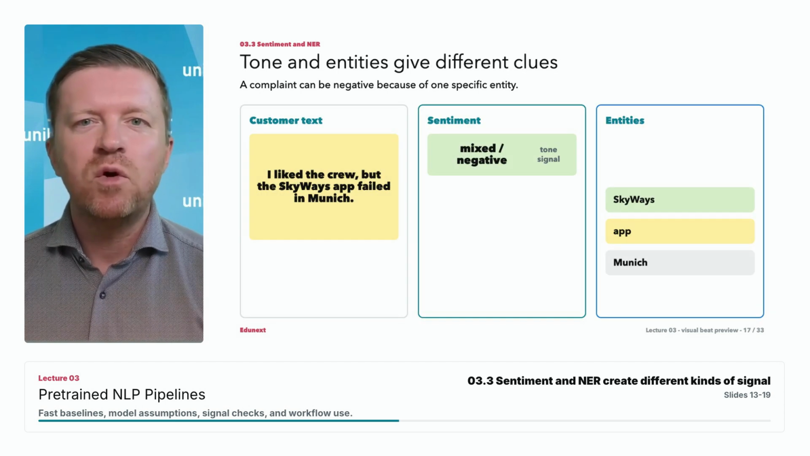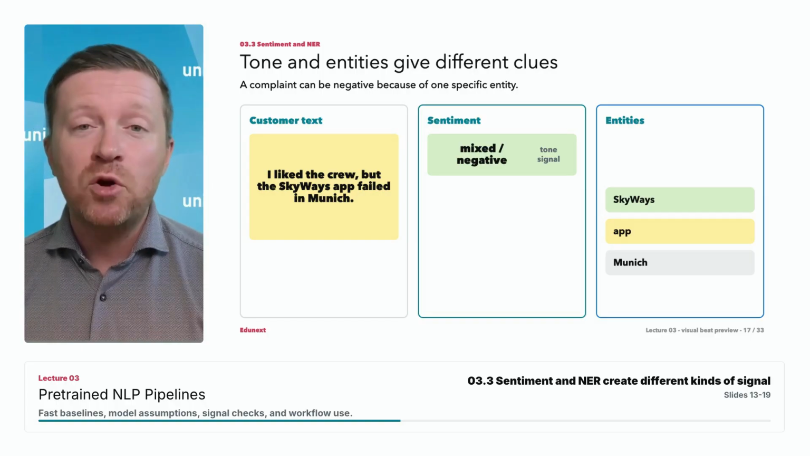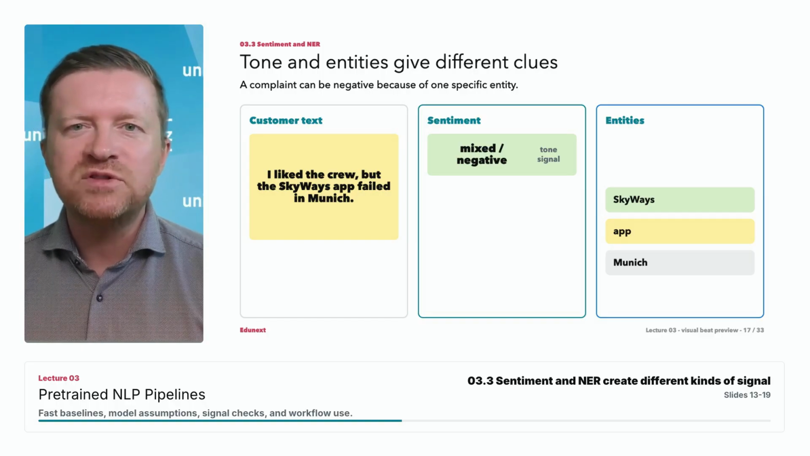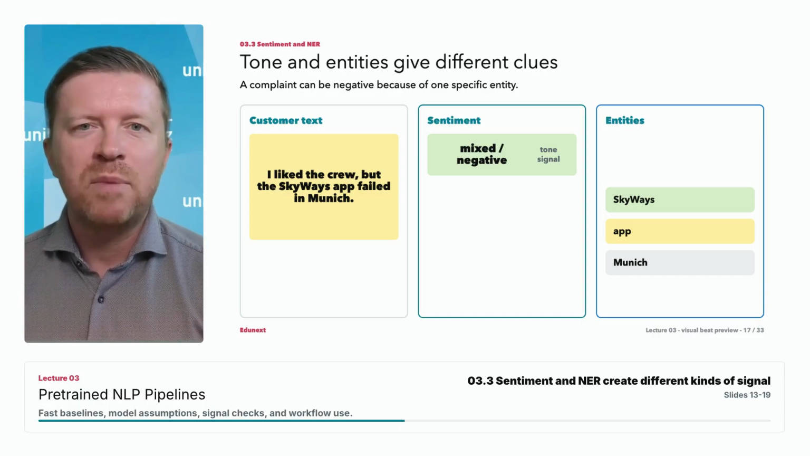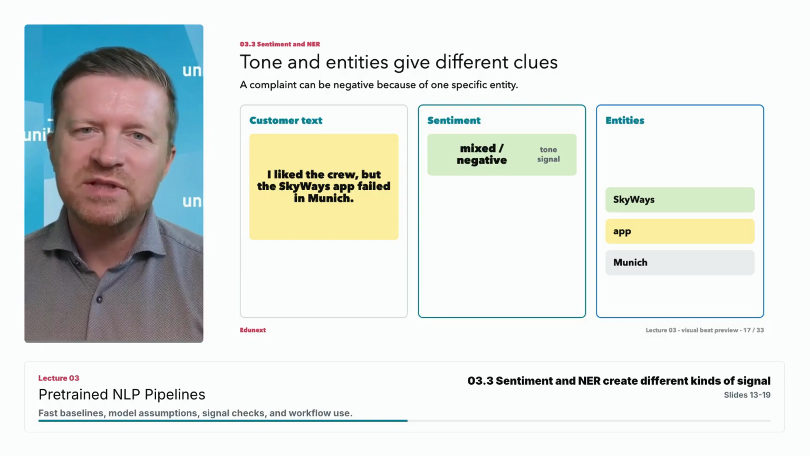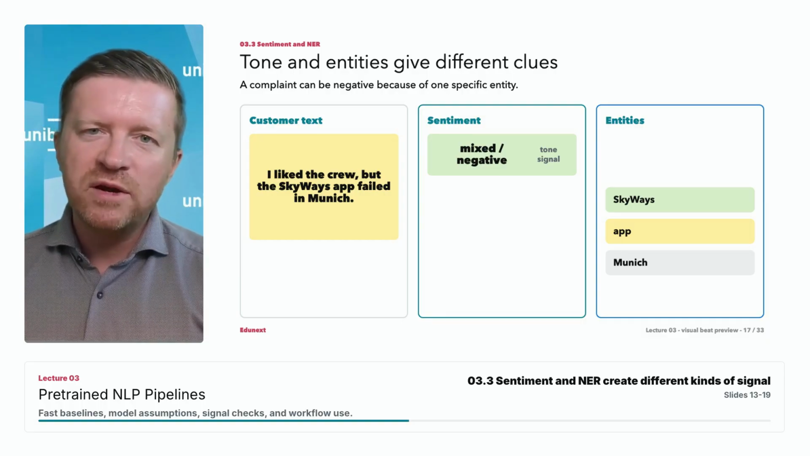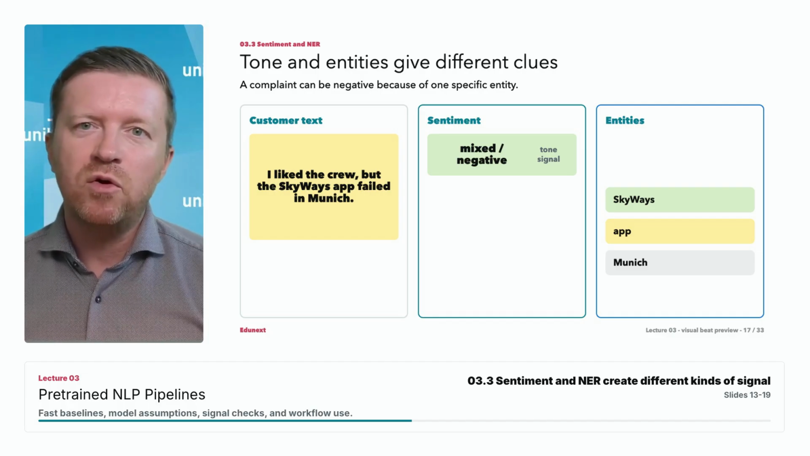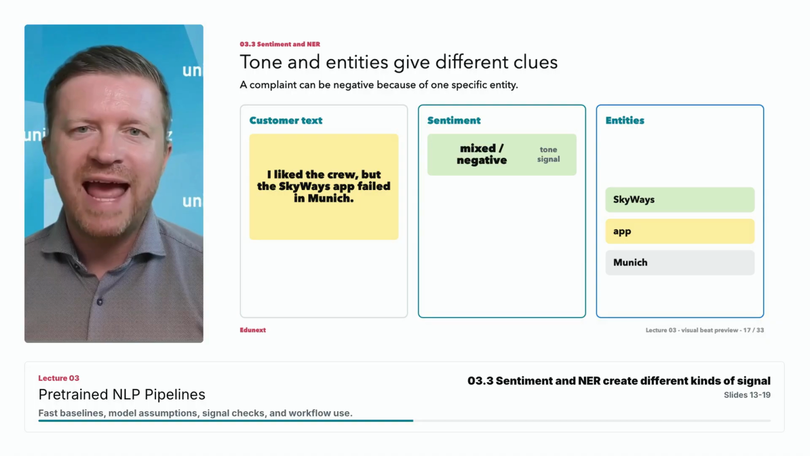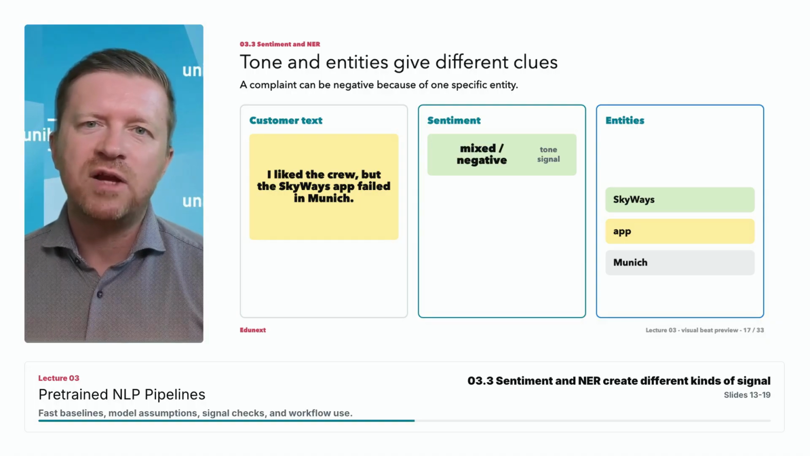NER tells you what the tone is about. In a product setting, this can be much more useful than either output alone. You can ask which products are mentioned in negative feedback, which locations are associated with service complaints, which organizations appear in customer conversations. This is also a good place to notice that pre-trained NLP is not one single capability.